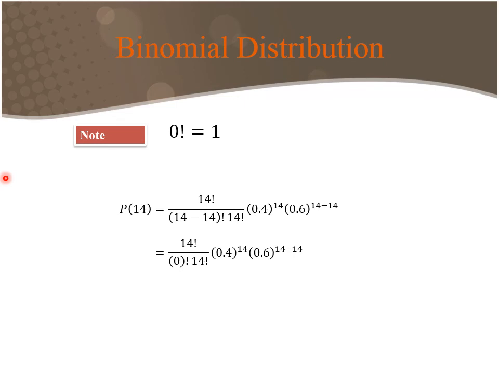So in other words, you may have calculated this. You want to make sure that this does not become 0 times 14 factorial, or 0 times anything. You want this to become 1 because it's 0 factorial. And 1 times 14 factorial is 14.